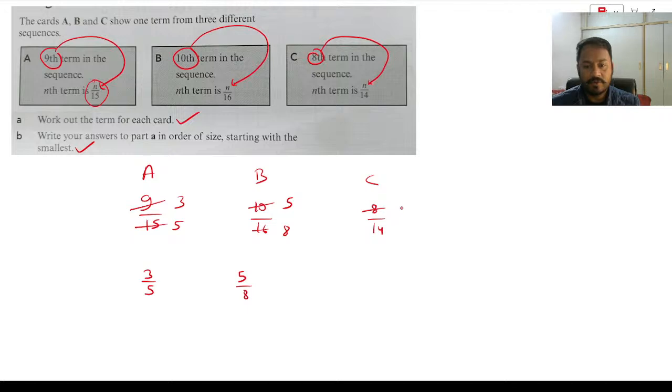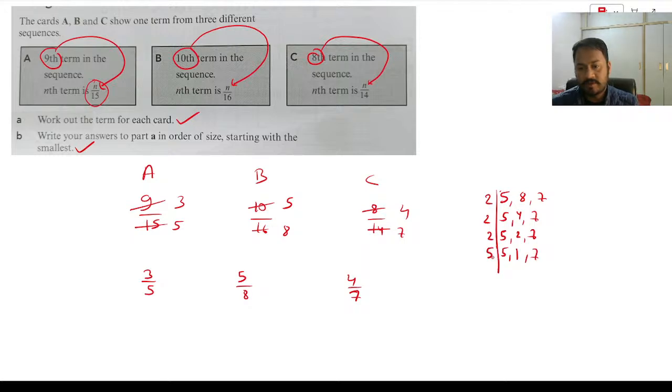And this will become 2 times 4 and 2 times 7. So this will become 4 upon 7. Now you need to find the LCM so that it will be easy to calculate the answer. So it is 5, 8 and 7. You can take the LCM starting from 2. So this will become 2 and then again 2, then again 2, then 1, then 5 and then 7. So this will become 5 and this will become 7.